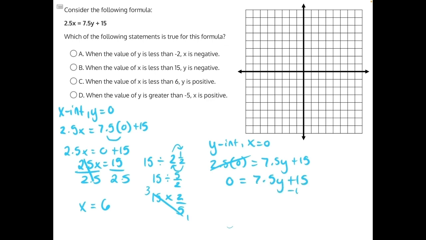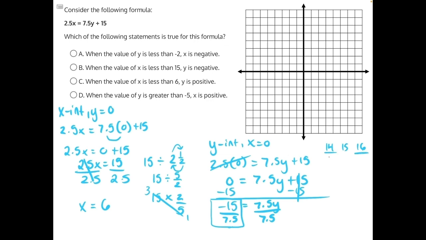Let's subtract 15 from both sides, opposite operations. This will give us negative 15 is equal to 7.5y. Then we need to divide both sides by 7.5. For this division problem, 7.5 might be perfectly half of 15. Let's check it. Let's do 1 below 15 and 1 above 15 divided by 2. So 14 divided by 2 is 7, 16 divided by 2 is 8, so that means 15 divided by 2 would be 7.5. So if we're dividing negative 15 by 7.5, that will give us negative 2 is equal to y.